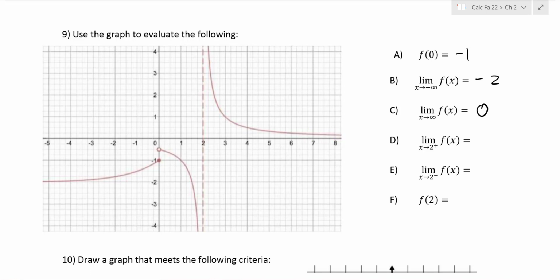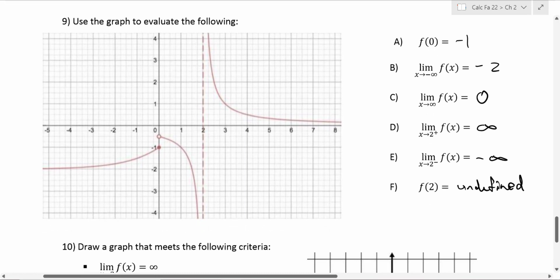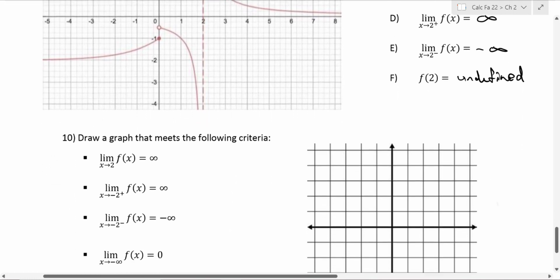Our limit of f of x as we approach 2 from the right. So coming in along this piece of the function, right? 2 from the right, we're going up towards infinity. As we approach 2 from the left, coming down along this piece, going off towards negative infinity. And f of 2 itself is undefined or does not exist. I feel like we usually use undefined for points and does not exist for limits and things, but at least the function's undefined at 2, so f of 2 does not exist. So whatever you write's good there. But just trying to read the graph a little bit.